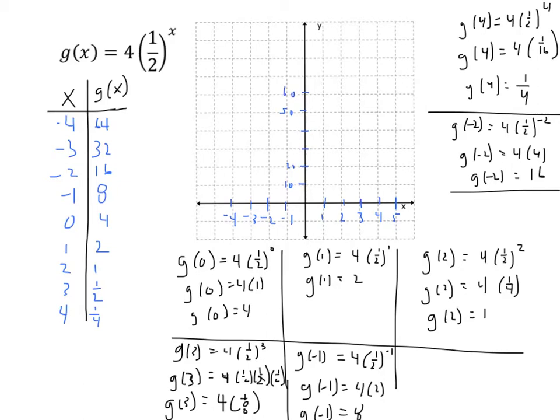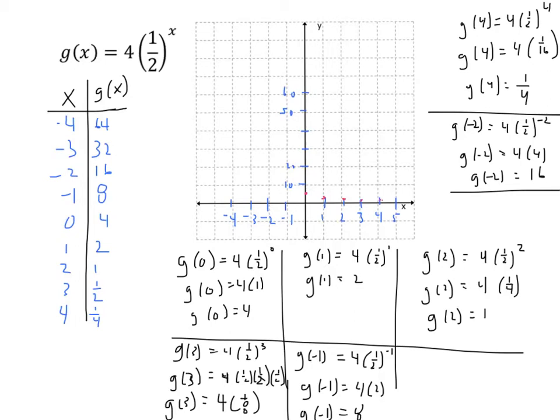So when I have an input of 0, I have an output of 4. So 0, 4 is about here. 1, 2 is about here. 2, 1, that's getting smaller. 3, 1/2 is about here. 4, a fourth is here.